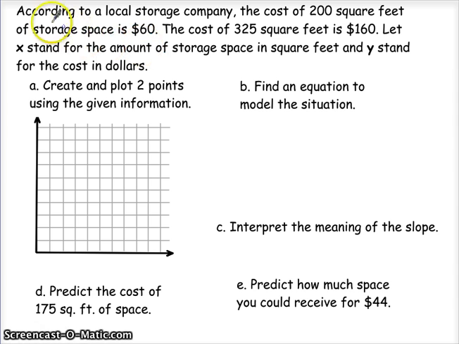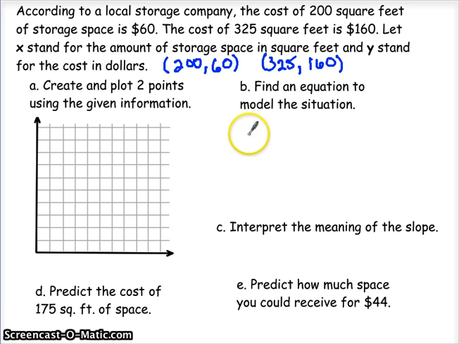So the first thing we want to do is read through our problem here and realize that we want to set up 2 points. So I'm going to set up a couple XY coordinates saying that when we have a cost to buy 200 square feet of storage space, so 200 can be our input, we can get that storage space for $60. So there's our output. At the same time, we can get 325 square feet for $160. So there's our second coordinate point.